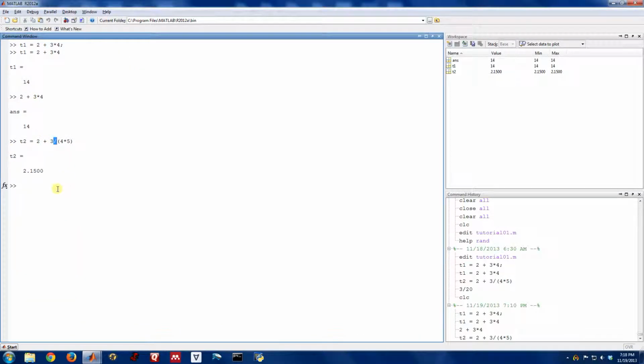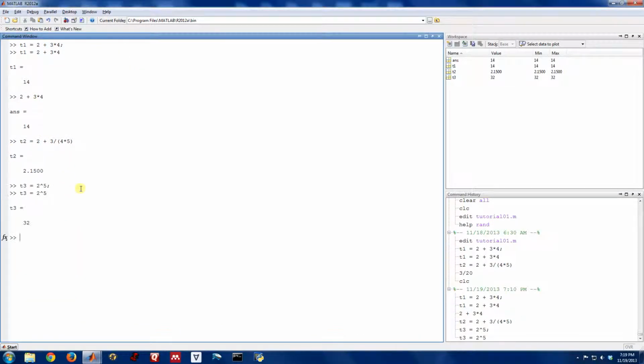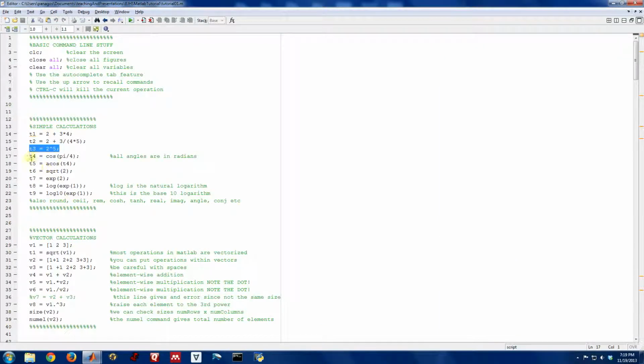If you want to raise a number to a power, you can use shift 6. That is this caret symbol. That means 2 raised to the power 5. 2 raised to the power 5 is 32. So that's the answer. We get 32.